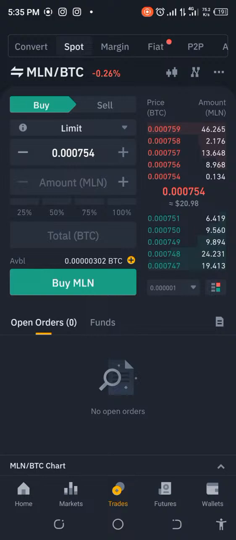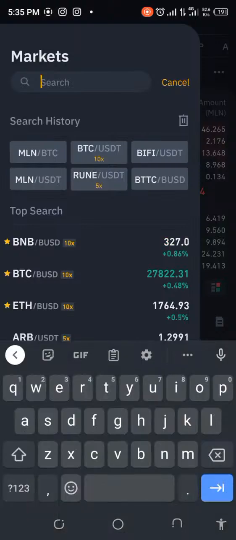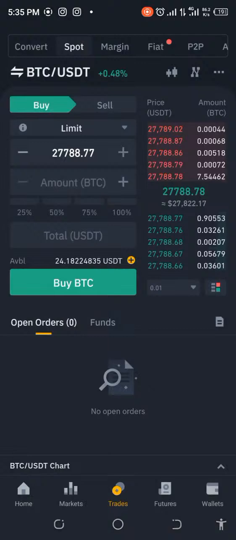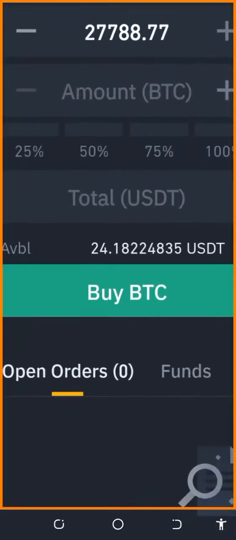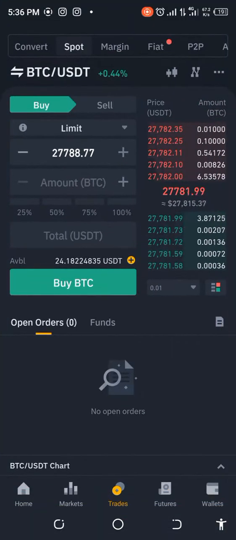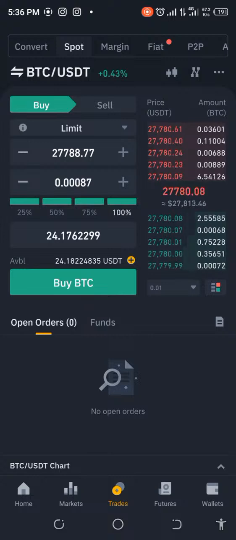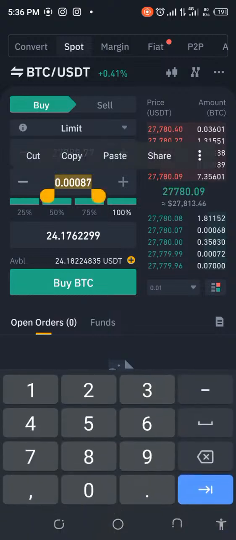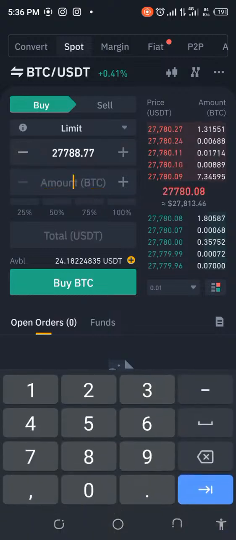So let's go ahead and check out the simulations. First of all, I'm going to buy BTC, because this is MLN BTC and that's where the opportunity is. I'm using $24.18, so I'll pick that up. That's giving me 0.0087. We're going to do everything bare bone, and afterwards we will remove all the charges and see whether it makes sense.